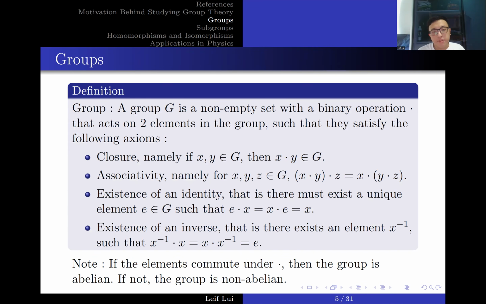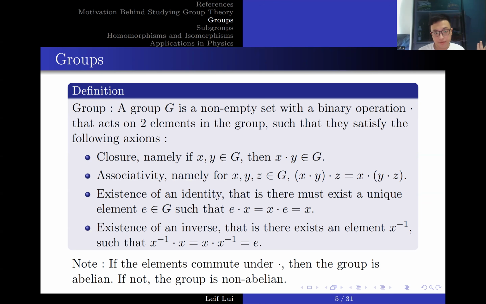So now that I've motivated group theory, maybe I should talk about what a group actually is. A group is simply a non-empty set with a binary operation, which I denote by a dot, that acts on two elements in the group such that they follow the following axioms. These are called the group axioms. The first axiom is called closure. Basically, we have two elements in G such that the binary operation x dot y is also in G.